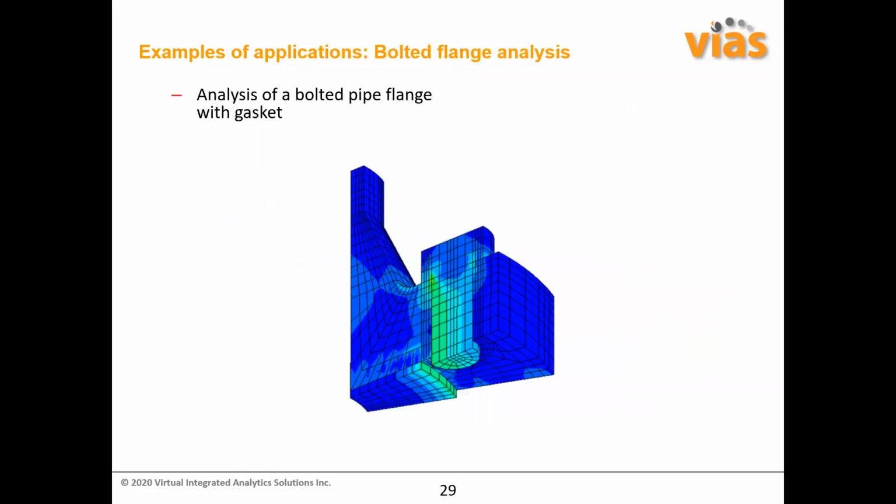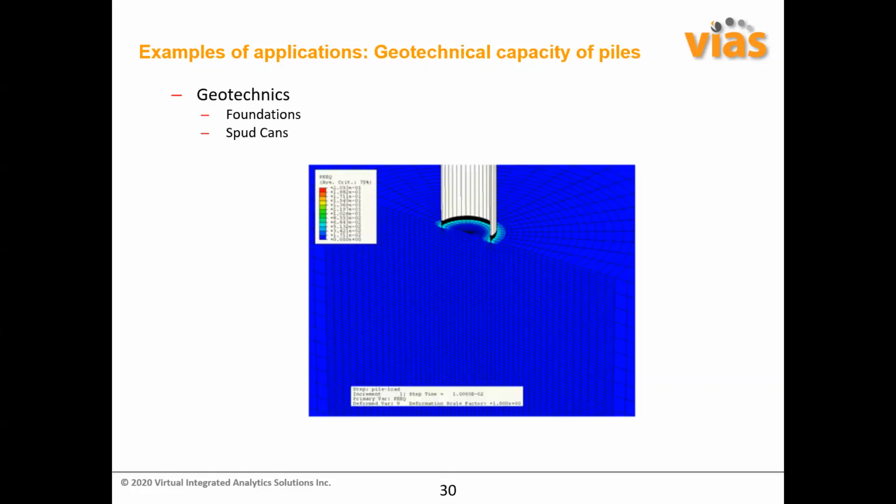Pipe flange analysis, so contact between the bolt and the flange face. I think I will have an occasion to show you a similar model later. And then you have this seal between the flange parts, and then you have the bolts here. So a completely nonlinear type of problem.